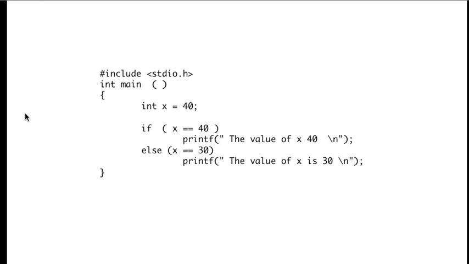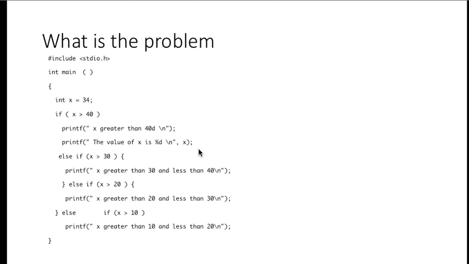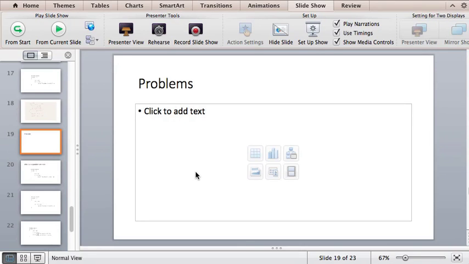All right. What is the problem here? If x equal to 40, print the value of x, else if is missing here. So you have to look at it and find out what the problem is here.